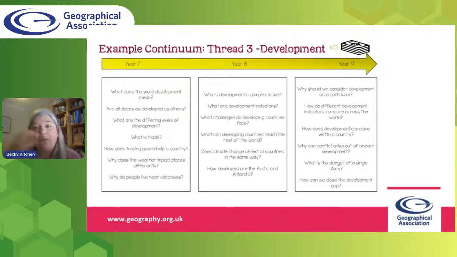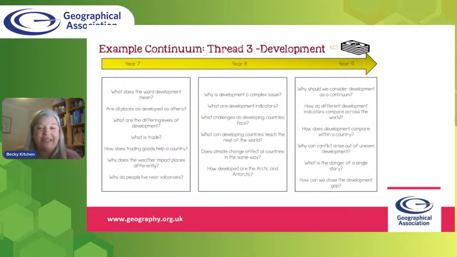And by the time we've got to year 9, we're really getting to some sophisticated ideas around development. So why should we consider development as a continuum, for example? How do development indicators compare across the world? How does development compare within a country? So you've got that moving from definitional aspects of development to more complex, and even more sophisticated and complex by the time you get to year 9.